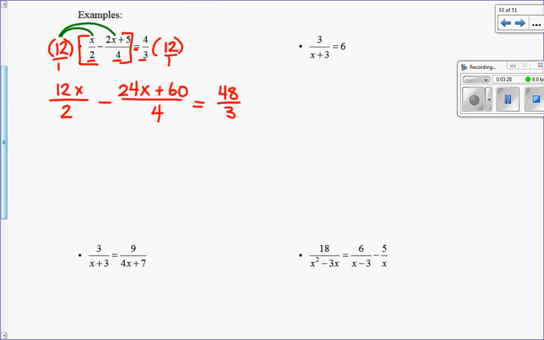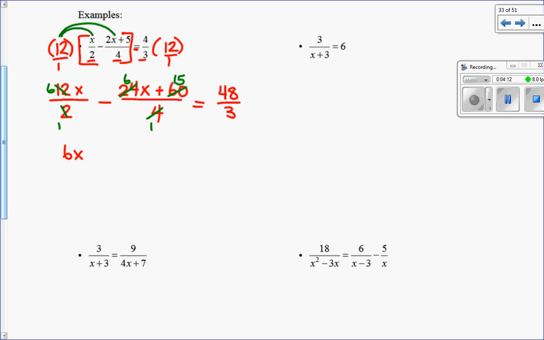Now when I do that, I can see right away that I can do some simplifying here. If I divide a common factor out of both numerator and denominator, I can divide by 2, and that leaves me 6x on the top and 1 on the bottom. So I don't even need to write that one. I also can see that in this next expression, I can divide out a 4. When I do that, I have 6 left there, and I have 15 left there.